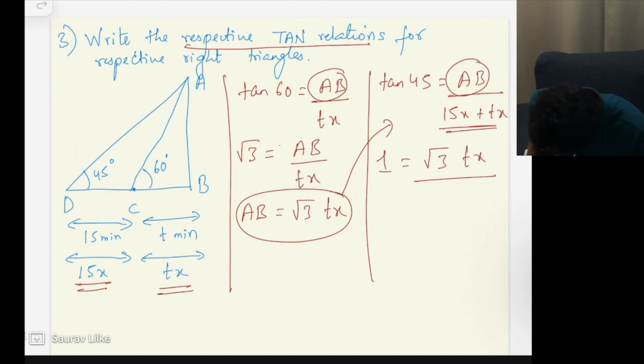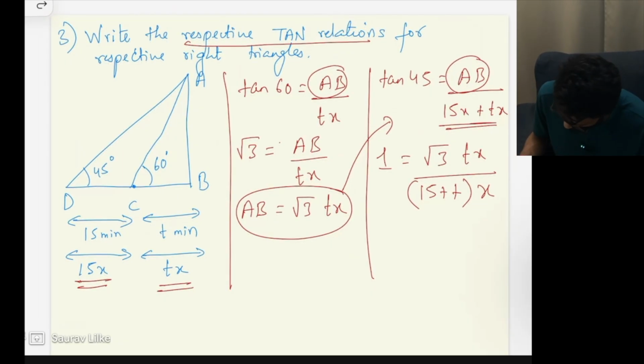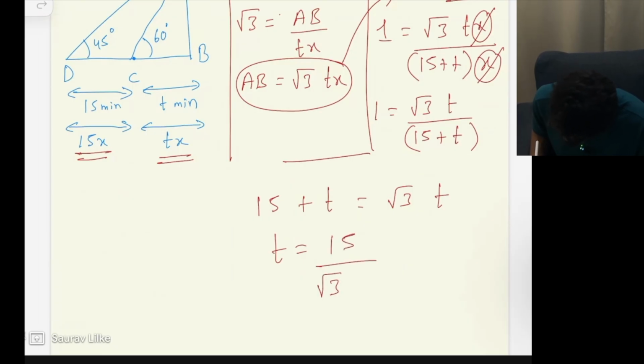Now नीचे में if I write 15 plus t whole bracket, I can take x as common. Now if you see carefully, this x and this x will get cancelled. So I am getting 1 equal to root 3 times t upon 15 plus t. If I solve this further, 15 plus t equal to root 3 times t. If I solve this, t will come as 15 by root 3 minus 1.